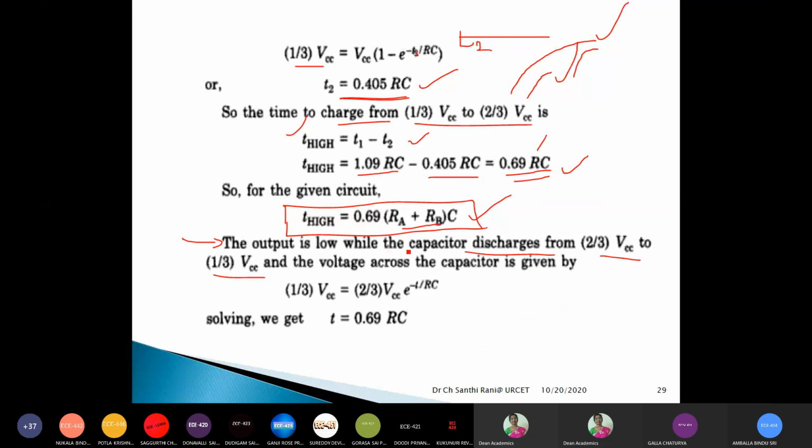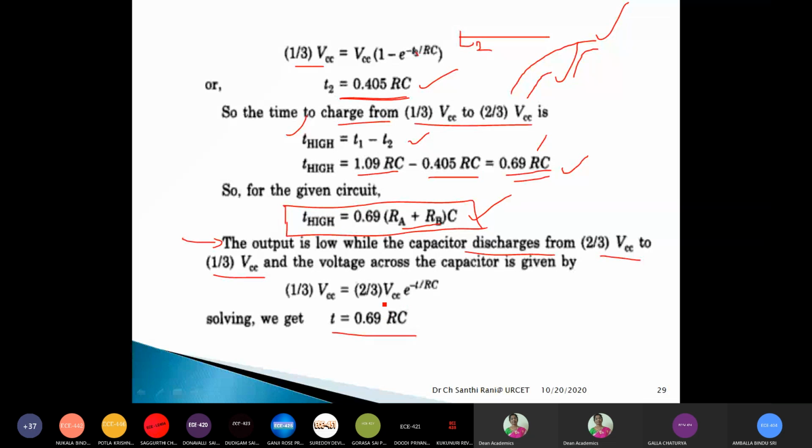So output is low when the capacitor discharges from 2/3 VCC to 1/3 VCC. Now that means the voltage across the capacitor is now how much? It is 1/3 VCC because it is reaching down up to 1/3 VCC, right? And its starting voltage is 2/3 VCC. Therefore, 1/3 VCC is equal to 2/3 VCC into e power minus t_low by RC. So this t is nothing but our t low, right?